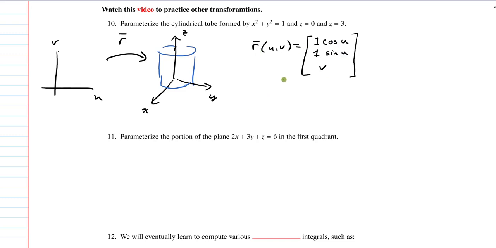So notice in this case, unlike the cone from before, this surface always has a constant radius. Remember, this surface is not a solid. It is the surface shell that we've just sketched there. And it always has a constant radius of 1. And so because of that, I don't have a parameter for the radius the way I did when I parameterized a cone. I just have a fixed constant for that radius.